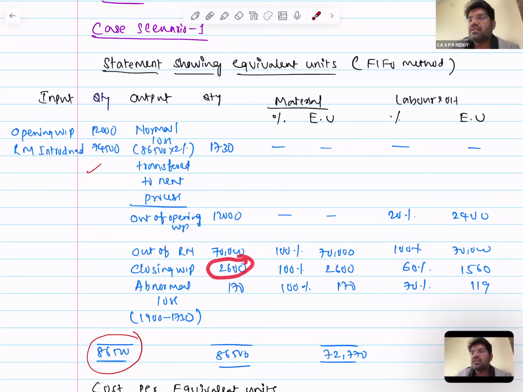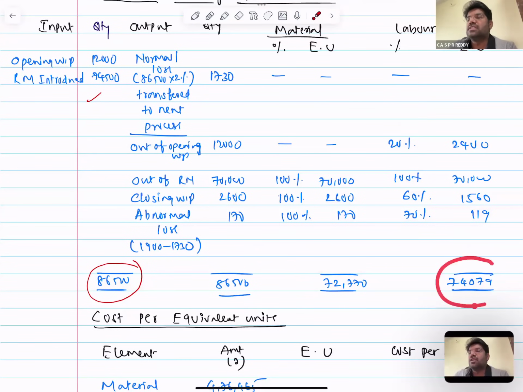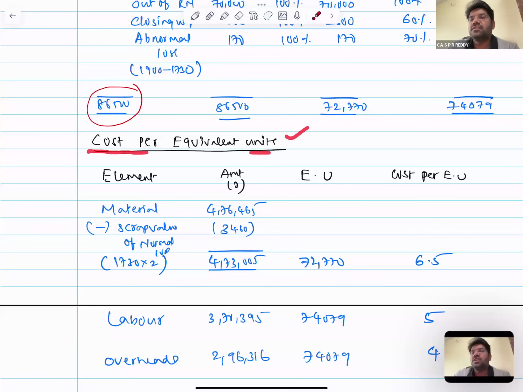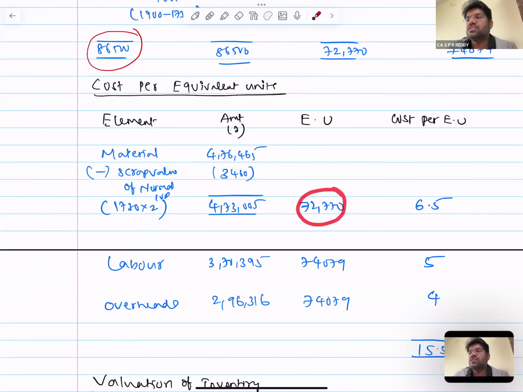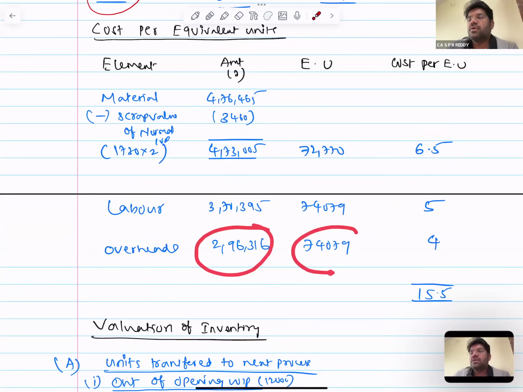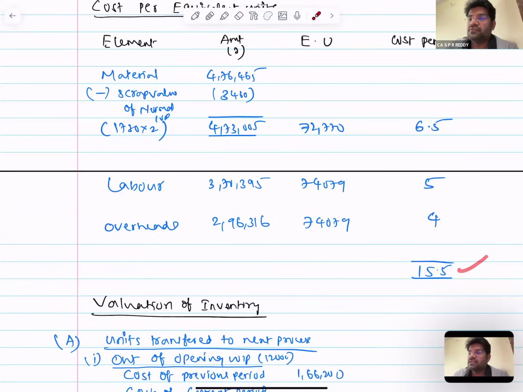Closing WIP, they have given the degree of completion. Accordingly, we have taken the equivalent units. Abnormal loss is also given, the scrapped units' degree of completion is given. So I got equivalent units of 72,770 for material and 74,079 for labor and overheads. Then we have to find out the cost per equivalent unit. For material cost, we remove the scrap value of normal loss, divided by equivalent units. We got 6.5. Labor cost divided by equivalent units, 5. Overheads cost divided by equivalent units, 4. So overall total cost per unit is 15.5.